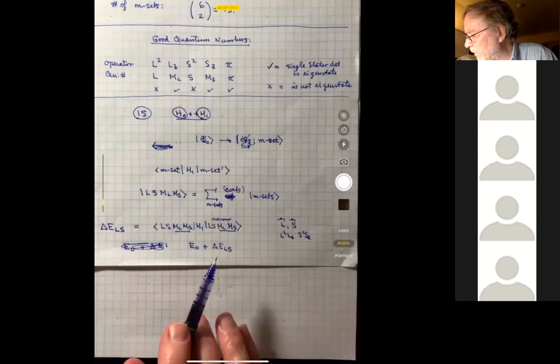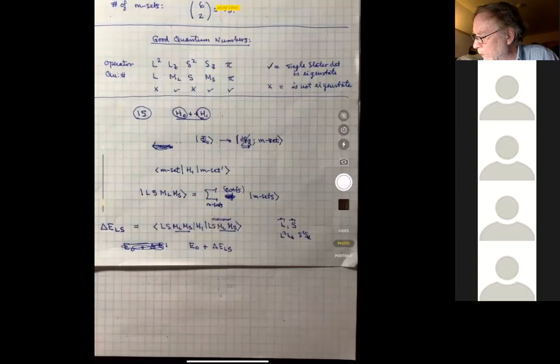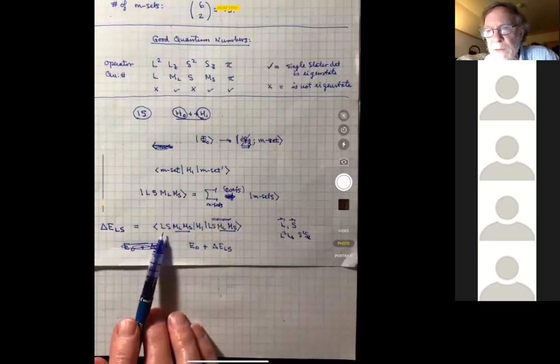All right, so we want to find this delta E sub LS. Well, how would we do that? The first thing you need to do is to determine which L and S values occur inside the eigenspace of the ground state. In this case, this 15-dimensional space. Which L and S values are there?